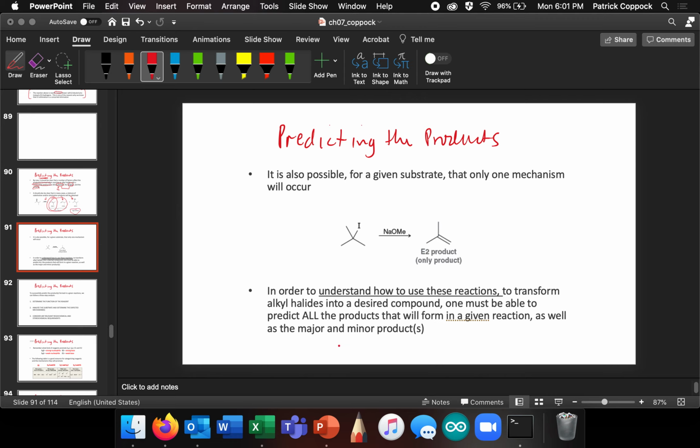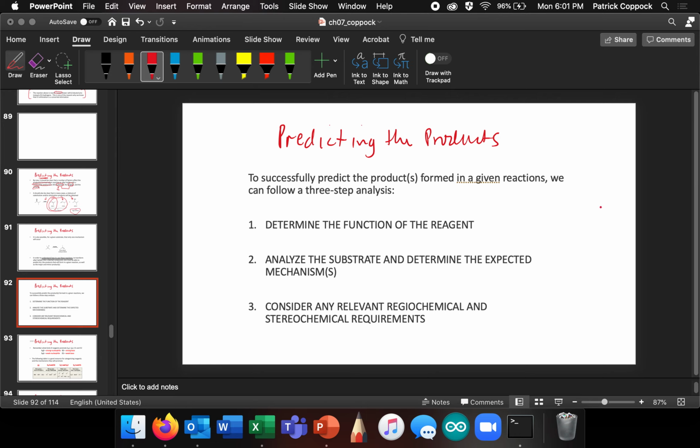Well, what we're going to do is consider all of the factors and make sort of a flow chart. In order to understand how to use these reactions to transform alkyl halides into a desired compound, one must be able to predict all the products that will possibly come, including major and minor products. Okay, so here's the 3-step process we're going to use. We're first of all going to determine the function of the reagent. It's one of the starting materials, not the substrate, but that's the reagent. So we're going to determine its function.